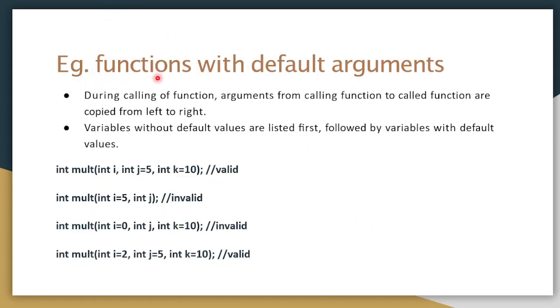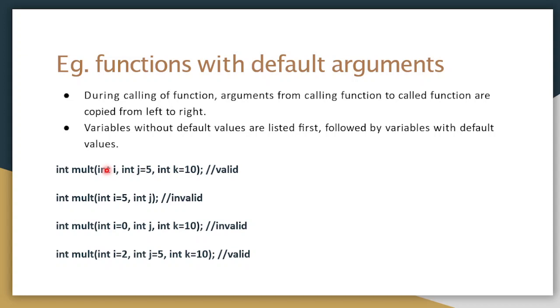So here we have an example for a function with default arguments. As you can see in this function, we have an integer i, then integer j equal to 5, then k, whose value is already declared in the function itself. The arguments from the calling function to the called function are copied from left to right. Parameters without default values are listed first, followed by parameters with default values.